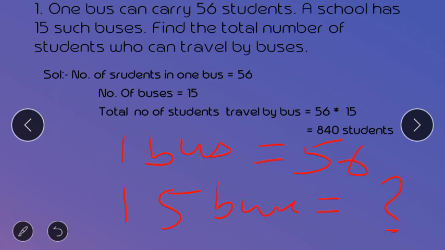So here what you have to do, children, because in one bus 56 students are sitting, you have to find out in 15 buses how many students will sit. So you have to add. In one bus 56 are there. Then in the second bus also 56 will be there. In the third bus also 56 will be there. So there will be 15 buses. It is not easy to draw on this page. So you have to add 56, 15 times, and it is quite a lengthy method.